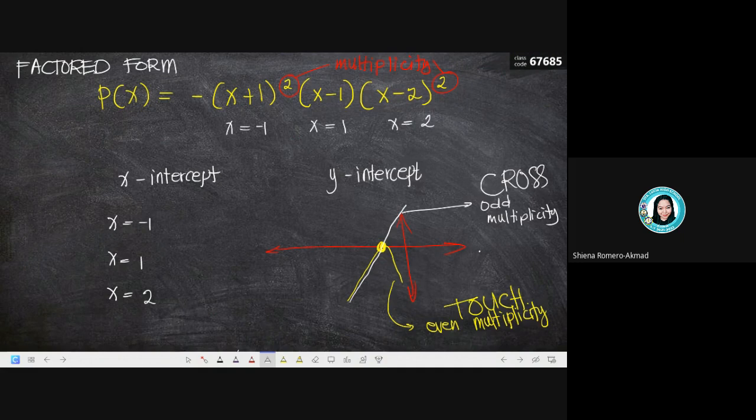Okay? So, tingnan natin yung exponent, yung multiplicity nila. So, ang multiplicity po nito, si -1 ay 2. Ibig sabihin, it will touch. Si 1 ay 1. Ibig sabihin, it will cross. Si 2 ay 2 din. So, it will touch. -1, touch. 1, cross. 2, touch.